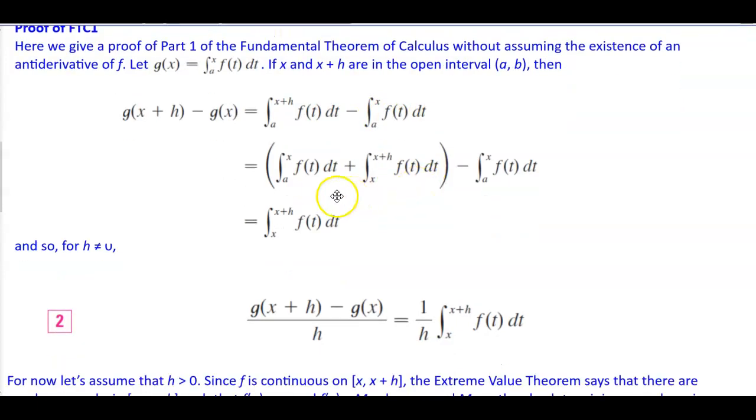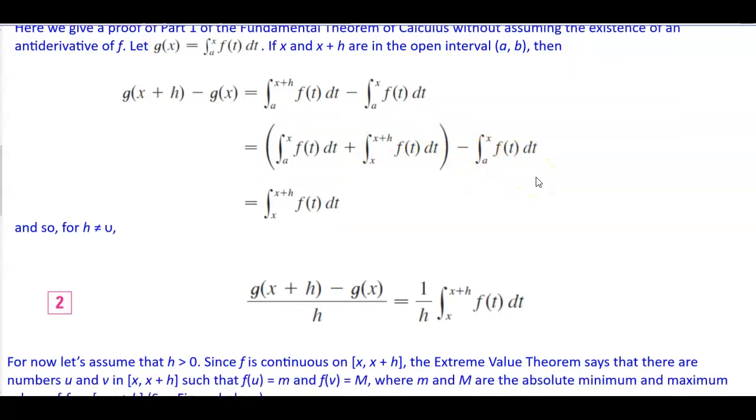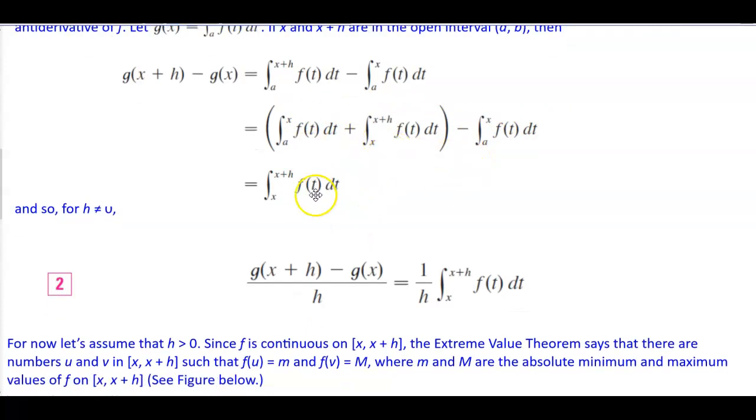And so therefore, we can say that the integral from a to x of f of t dt plus the integral from x to x plus h of f of t dt minus the integral from a to x of f of t dt. Well, what happens here is that we can see that this integral on the left and this integral on the right, since it's minus, become 0 because they cancel each other out. And what we have left is what's in the middle, which is the integral from x to x plus h of f of t dt.